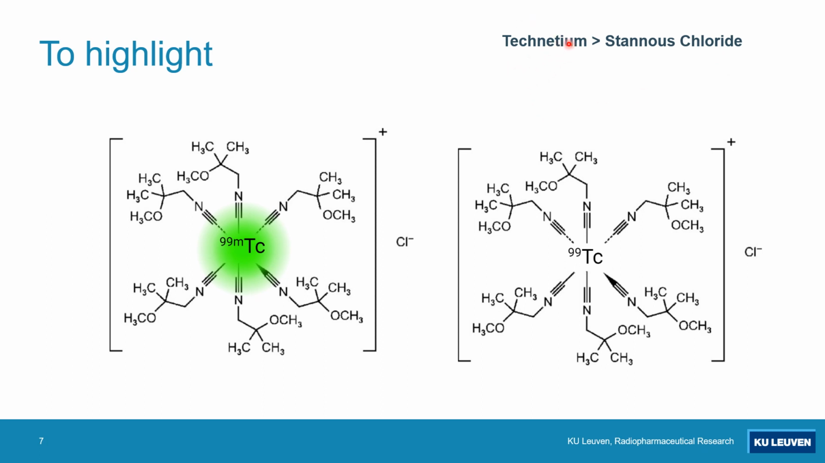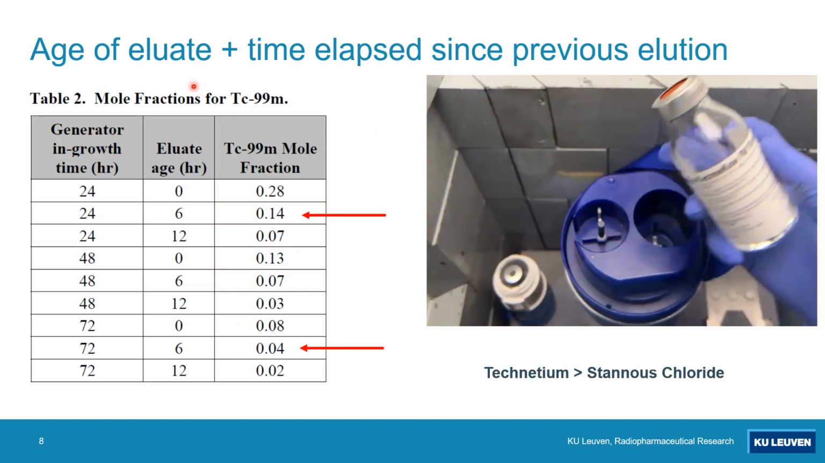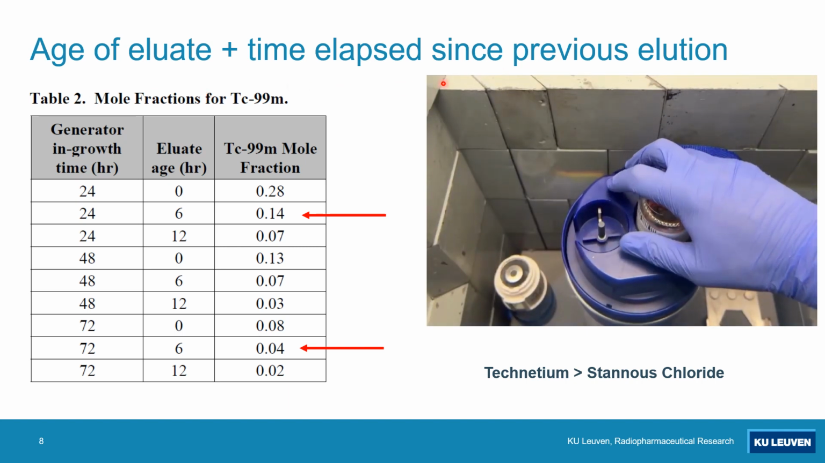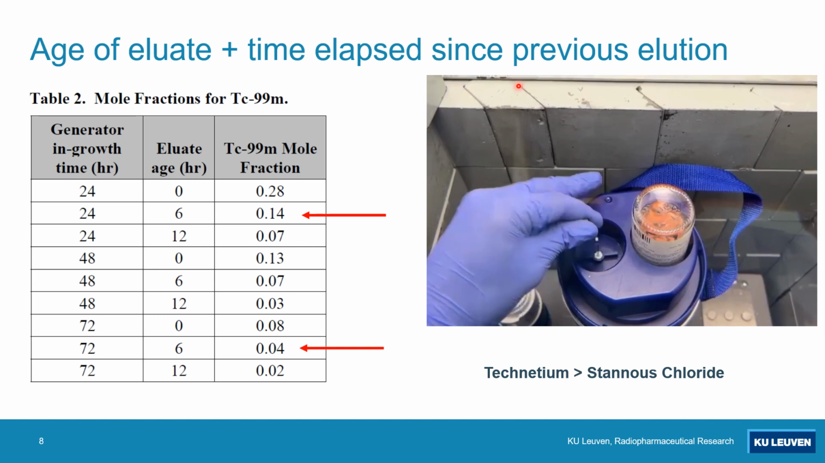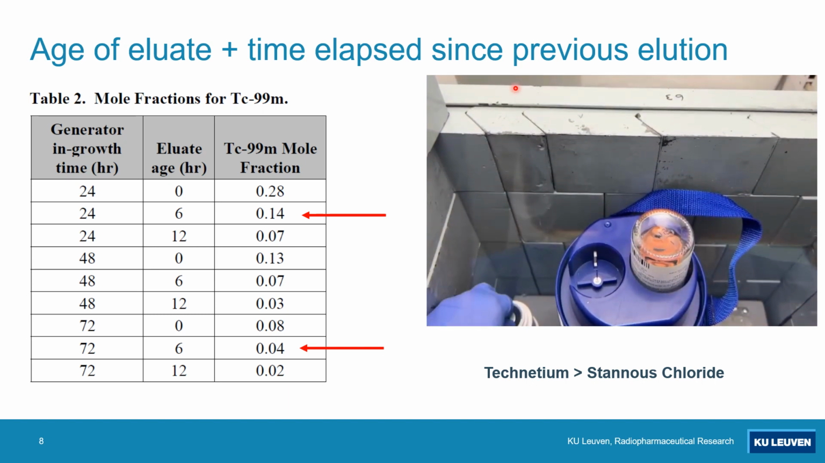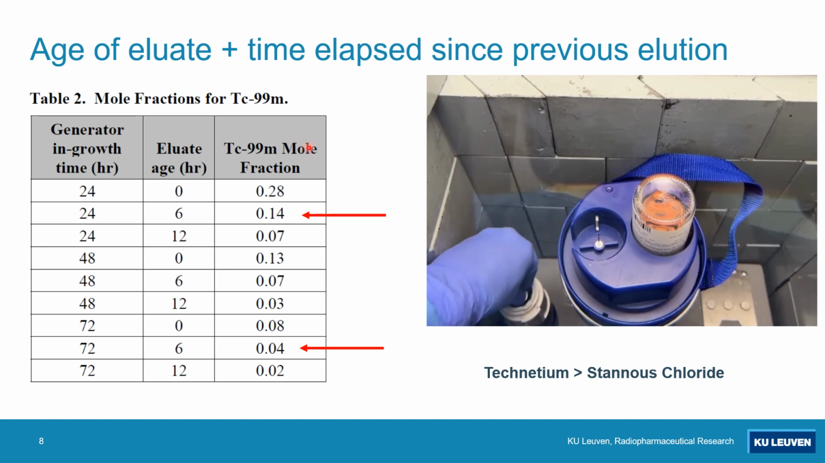This technetium is made up of the radioactive 99m as well as the ground state 99. In this case, the age of the eluate as well as the time elapsed since the previous elution becomes problematic. Because if you have a fresh eluate and it stands on the shelf, it also builds up technetium-99 over time.